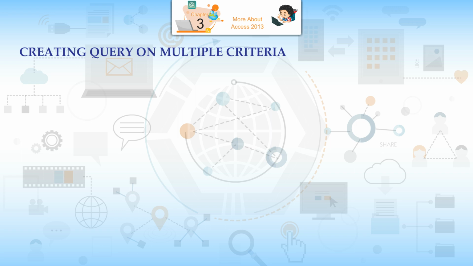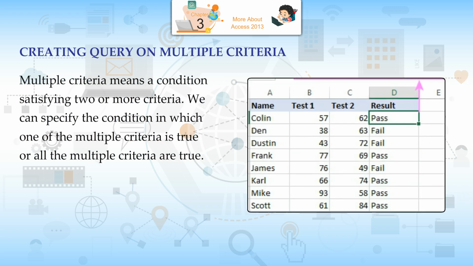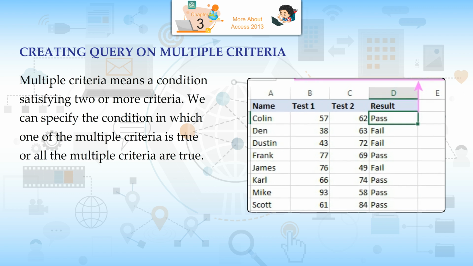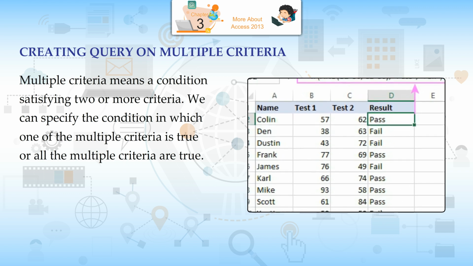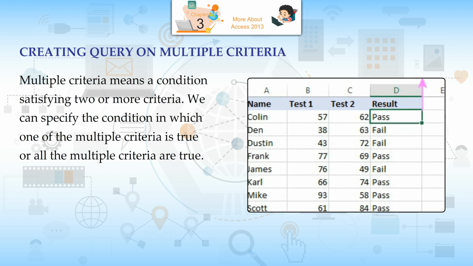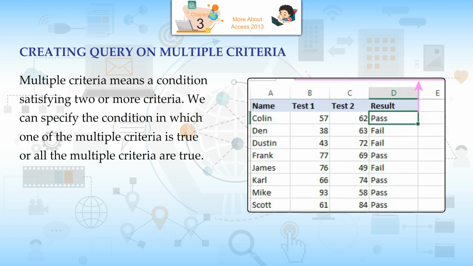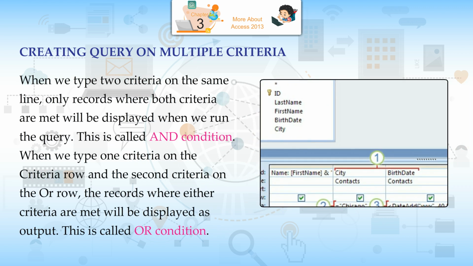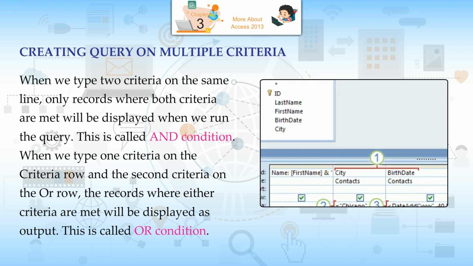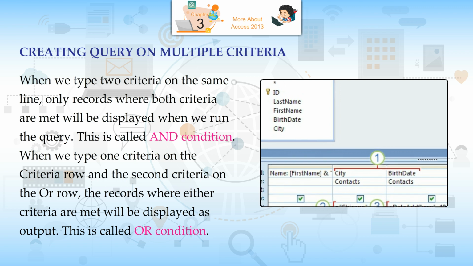Creating query on multiple criteria. Multiple criteria means a condition satisfying two or more criteria. We can specify the condition in which one of the multiple criteria is true or all the multiple criteria are true. When we type two criteria on the same line, only records where both criteria are met will be displayed when we run the query. This is called AND condition.